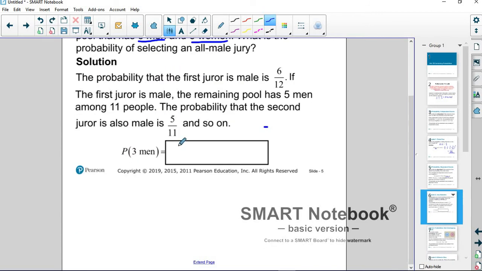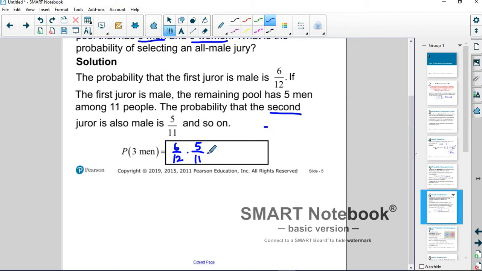Okay, so the probability that we get a man first is 6 out of 12. Now there's 1 less person to choose from, and there's 1 less man to choose from, so the probability of the second juror being male is 5 out of 11. That's where they came up with that.